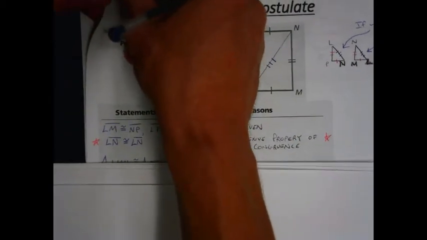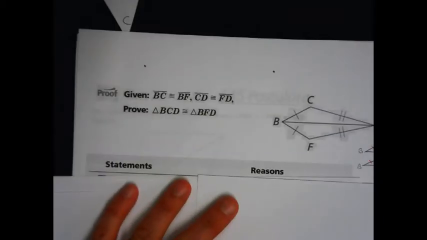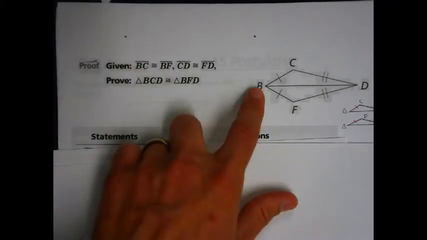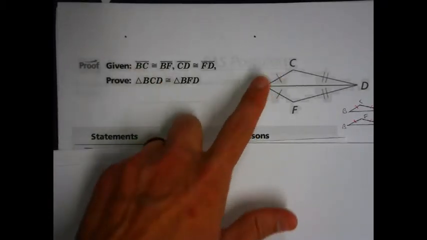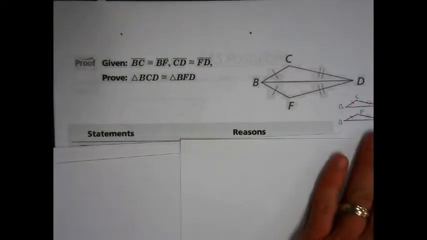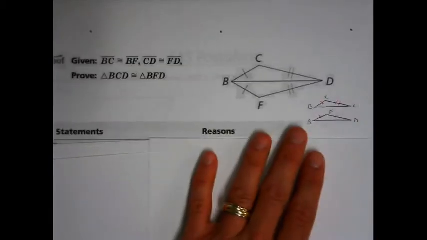Now I ain't done with you yet. Let's do another one. So here's another proof, right? So I have again a diagram and some given things: BC congruent to BF and CD congruent to FD, and we're going to prove these 2 triangles are congruent. So I hand drew again the sample. This is basically what we're looking at.